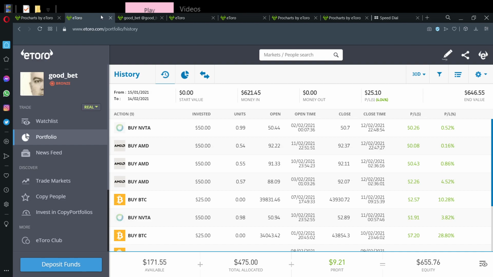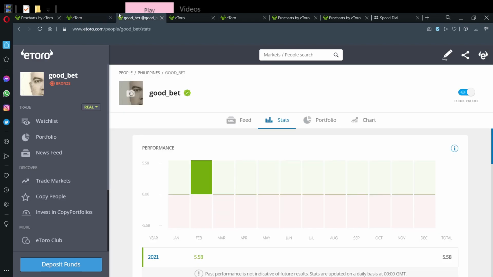Currently, my initial fund is so small. It's $621.45 to be exact. My goal is to have conservative returns of 5 to 12% per year. In this month of February, I'm already up 5.58%. But again, my main goal in this channel is to record and share my trading strategy and trading journey with a conservative, consistent gain. In the future, I will add additional funds to my capital so I can capitalize my trading strategy.